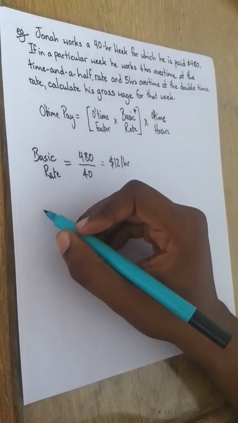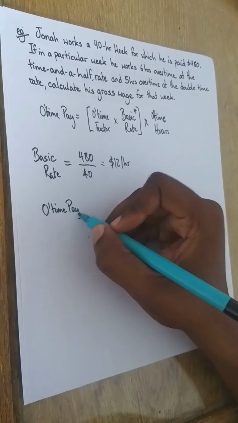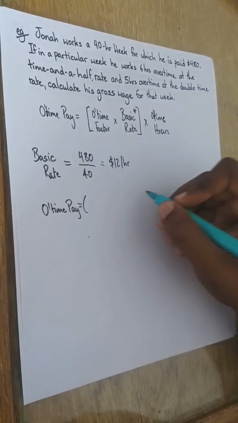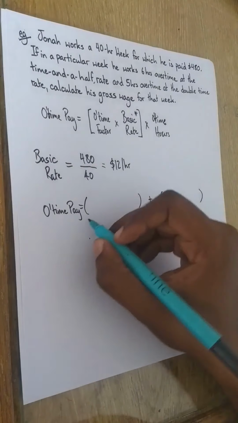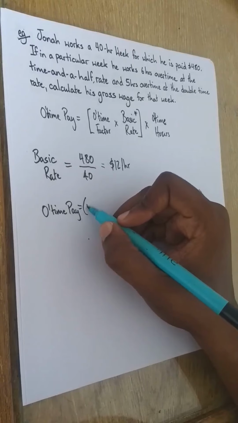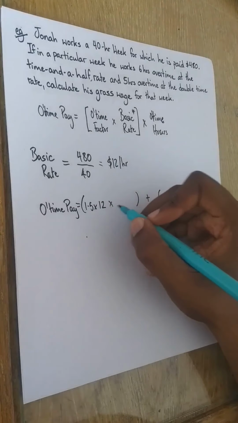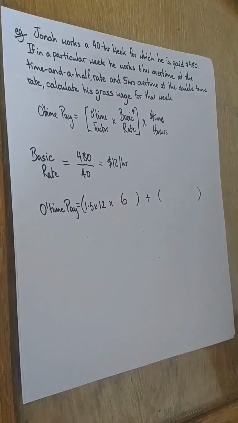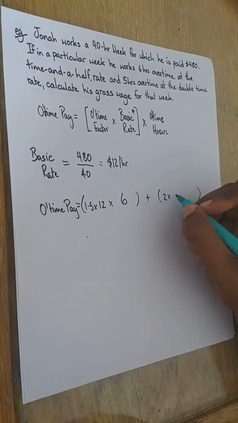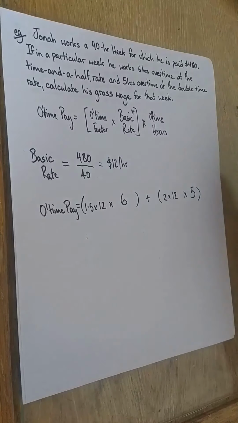Using this, we can see that his overtime pay, and I'm going to put the two calculations side by side, is going to be at the first rate, time and a half is 1.5 multiplied by his basic rate multiplied by 6 hours. That's how many hours he worked at the time and a half rate. And then 2 multiplied by the basic rate multiplied by 5 hours, which is the number of hours worked at the double time rate.